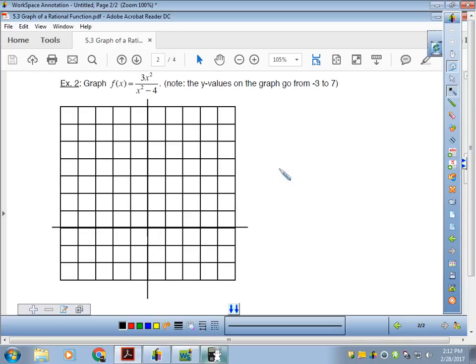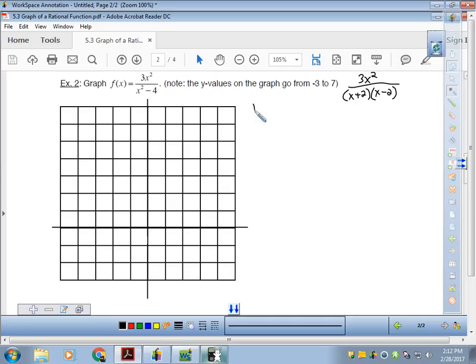Alright. So the first thing to do is factor the equation. The top does not factor, but the bottom does. It factors into x plus 2 times x minus 2. There's nothing to cancel out, so I really can't do anything there.